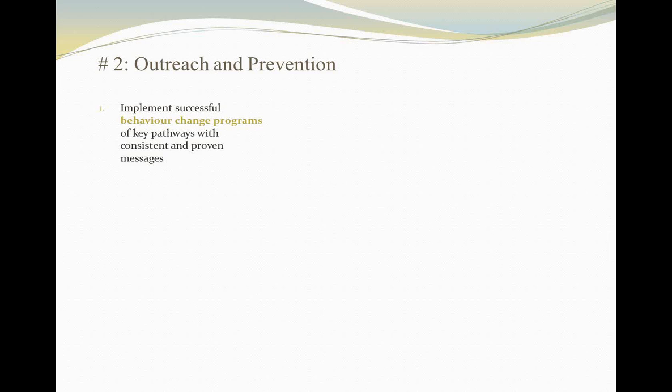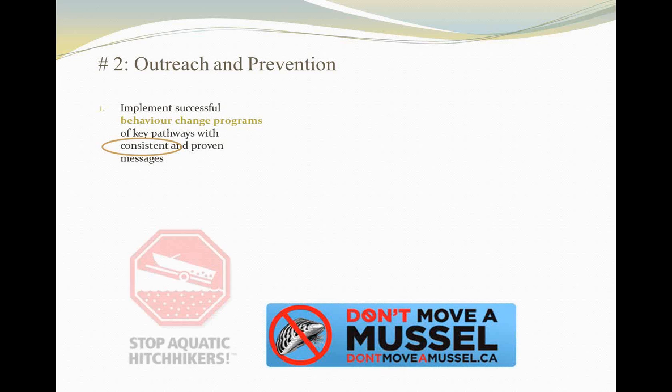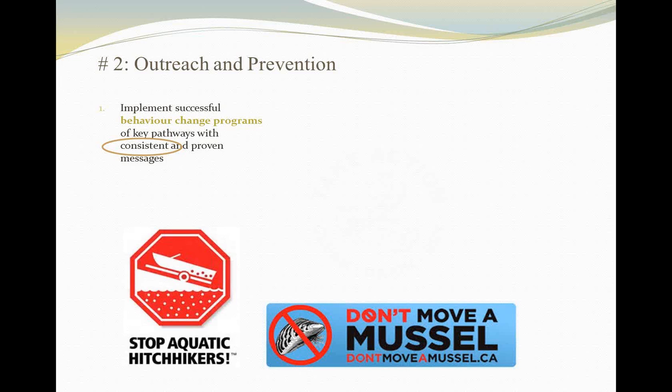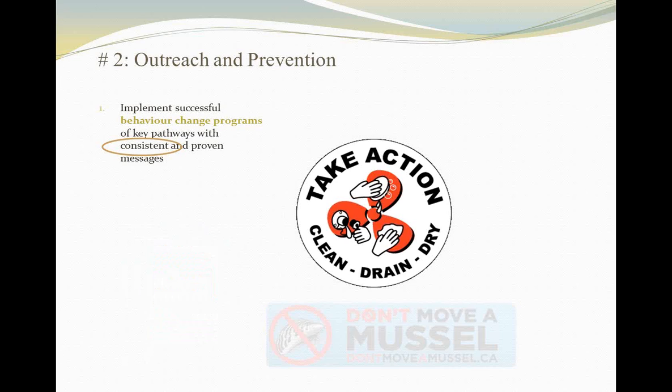And a clear behavior is identified for each target audience, for each pathway with a clear message. So the steering committee felt it was really important to have a consistent message within the region and also across the borders. So they looked at several message options for boaters, including don't move a mussel, which is used in the Okanagan and elsewhere in North America, stop aquatic hitchhikers, which has been used frequently, and take action, clean, drain, dry. And for a variety of reasons, they selected the key message, protect our waters, clean, drain, dry.